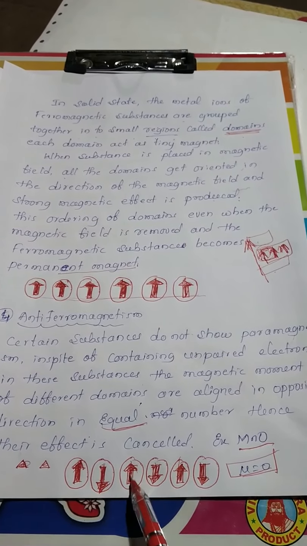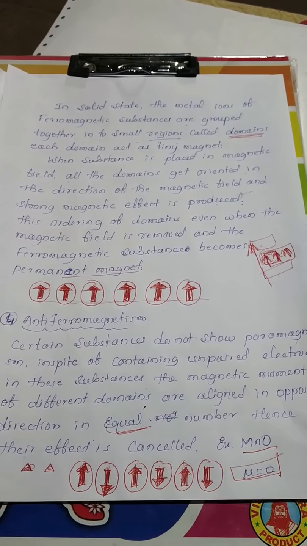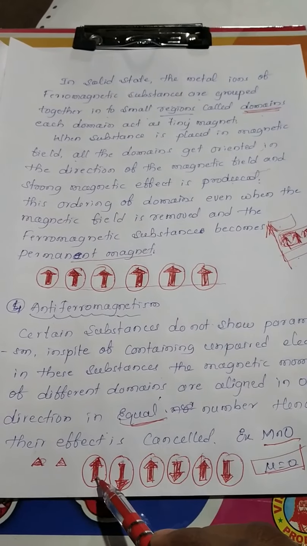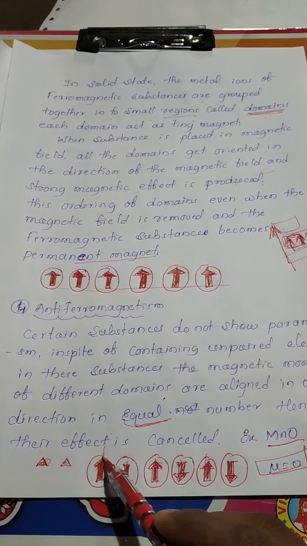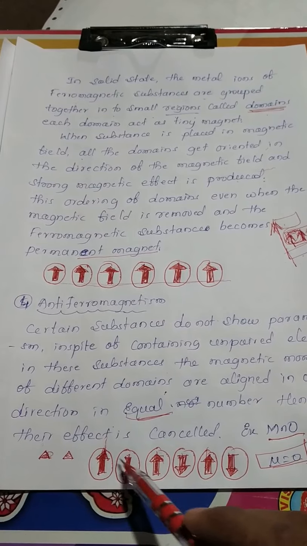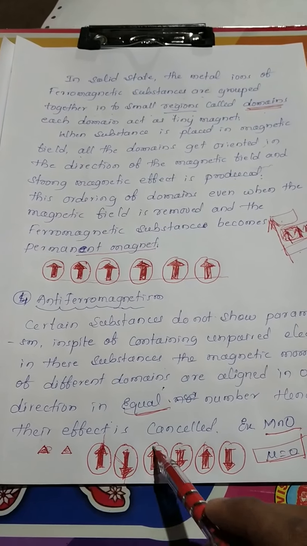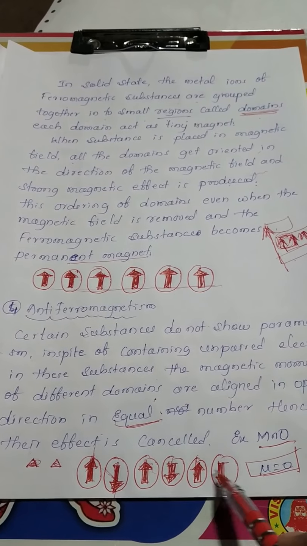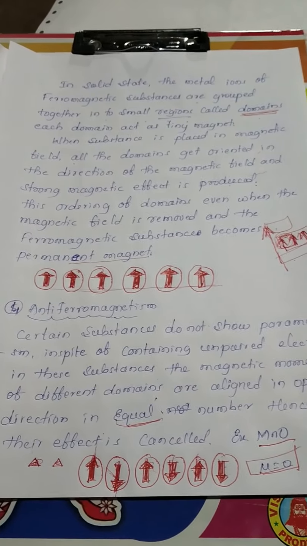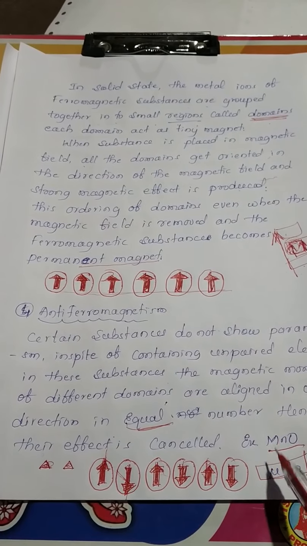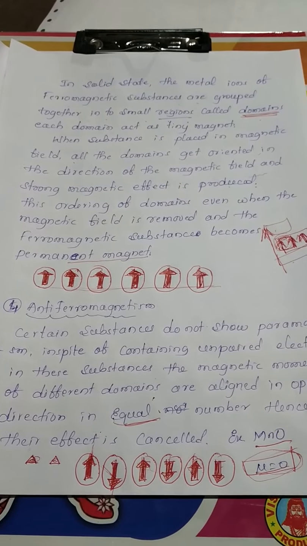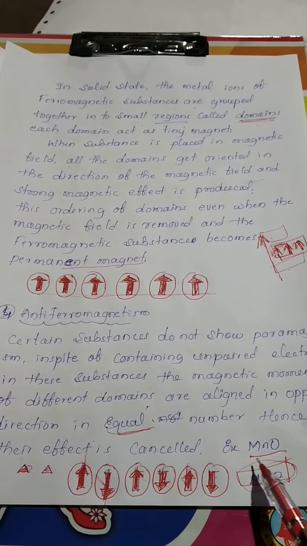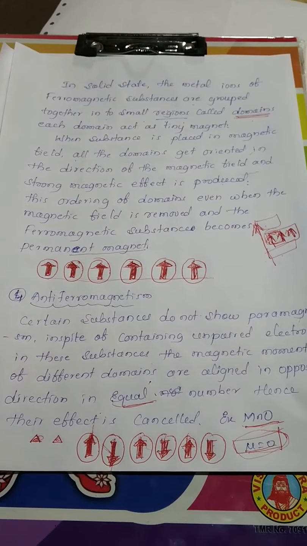See here, 1, 2, 3: three domains are in the upward direction, and 1, 2, 3: three domains are in the downward direction. Hence the magnetic moment of this domain and the magnetic moment of this domain cancel each other. Here also they cancel each other, and here also the same. So the magnetic moments of these domains cancel each other. Hence the net magnetic moment becomes 0. The example for this type of substance is manganese oxide.